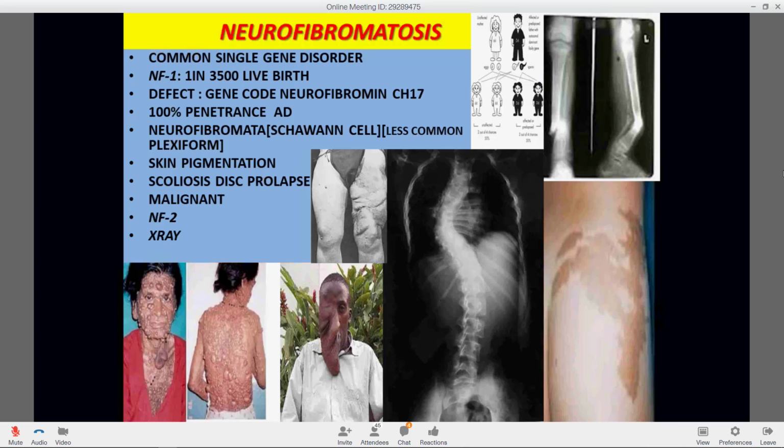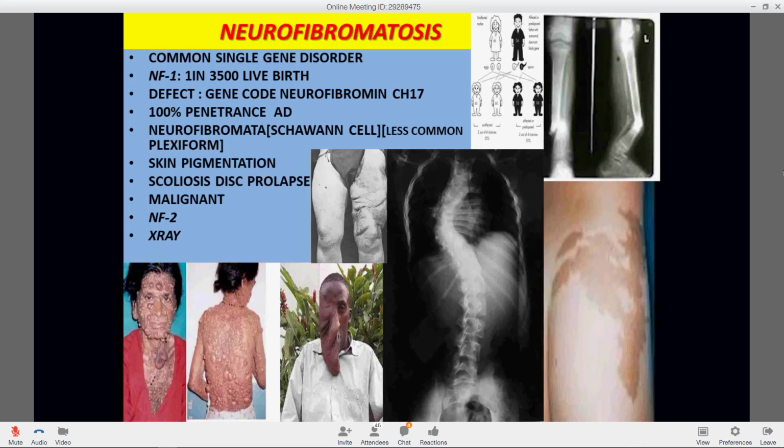Neurofibromatosis. This is a common single gene disorder. There are multiple types of neurofibromatosis. Neurofibromatosis 1 occurs in 1 in 3,500 live births. It is due to a defect in the gene coding neurofibromin on chromosome 17, which is 100% penetrance autosomal dominant.